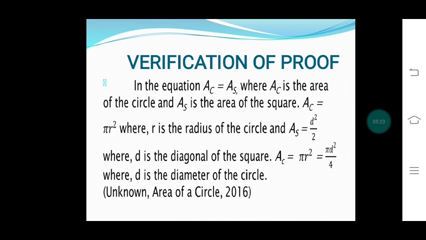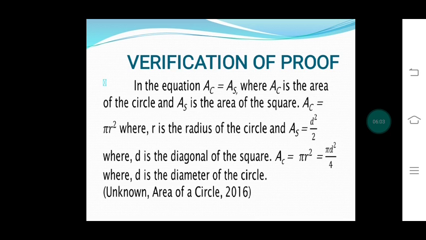So here is my verification of proof. In the equation AC equal to AS, where AC is the area of the circle and AS is the area of the square. So AC is pi r squared, where r is the radius of the circle, and AS is d squared divided by 2, where d is the diagonal of the square. So AC, area of the circle, equal to pi r squared equal to pi d squared over 4, where d is the diameter of the circle.